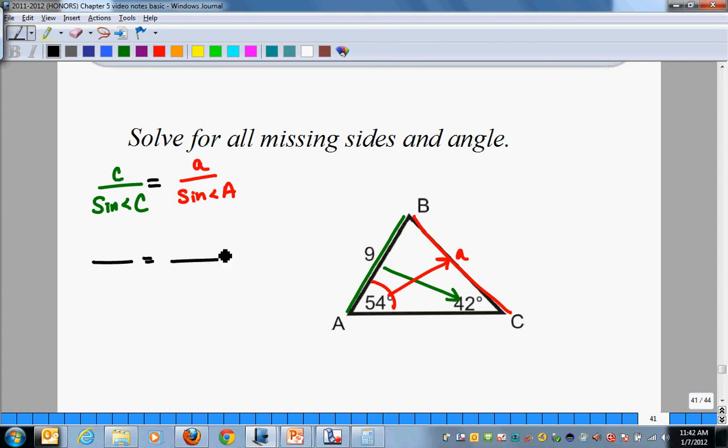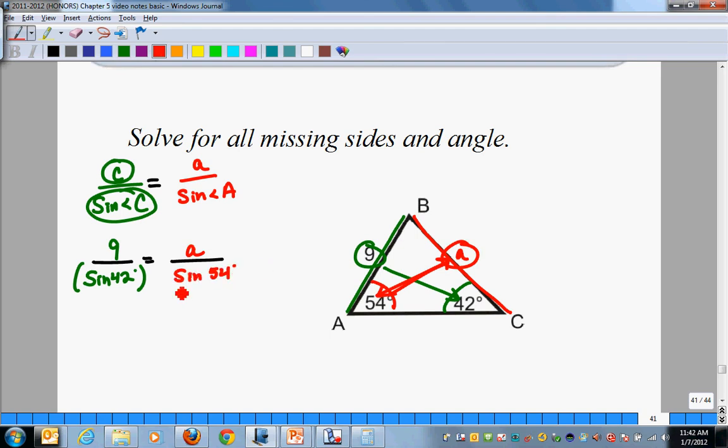Now we plug stuff in. C I have, circle C, put it there, over sine of C, which is 42 degrees. Put parentheses around that. It is very important you treat that as a single unit. It is not 42 that you're working with. It is sine of 42. Equals our unknown A side over the sine of 54 degrees. Put parentheses around that. Again, it's not 54, it's sine of 54. You cross multiply.